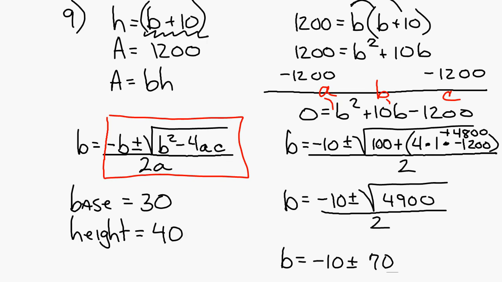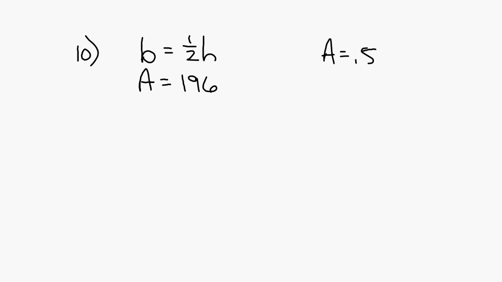And number 10. In number 10, you're told that the base of a triangle is half the height. So the base of the triangle equals 1/2 of the height. If the area of the triangle is 196, area equals 196. Find the base and height. Okay, base equals half the height, area equals 196. Area of a triangle is equal to 0.5 times the base times the height. So again, you substitute. The area is 196.